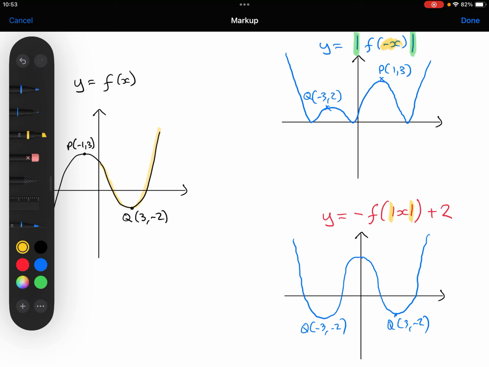Next, I'm going to deal with the fact that we've got this negative at the front here. So that's a reflection in the x-axis. So reflecting this graph in the x-axis is going to look something like this. Point Q, this point is now (-3, 2). This point over here is (3, 2).